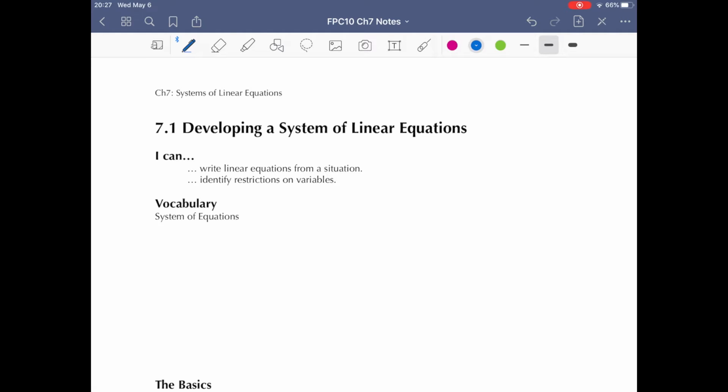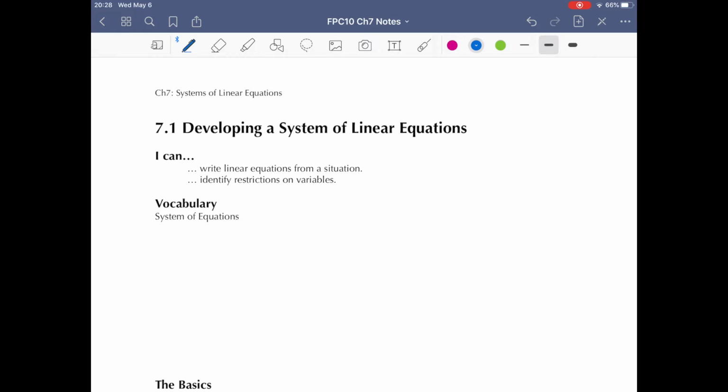Hello, this is Mr. Stein, and in this video, we're going to look at section 7.1, developing a system of linear equations. By the end of this, you should be able to write linear equations from a situation and identify restrictions on variables. Let's look at the vocabulary and the basics.